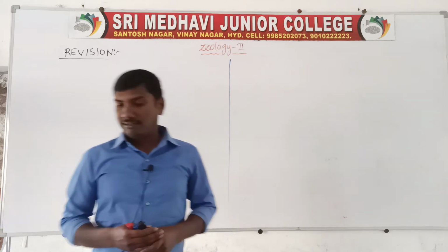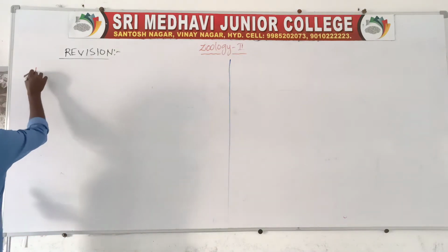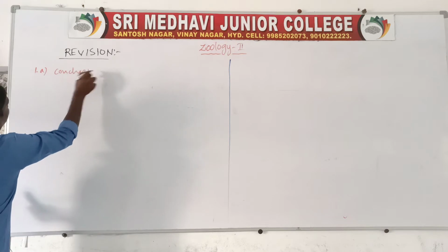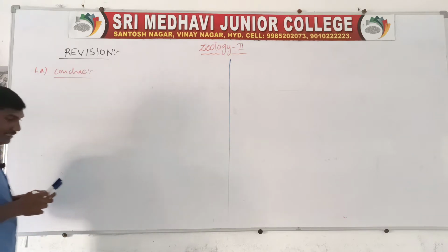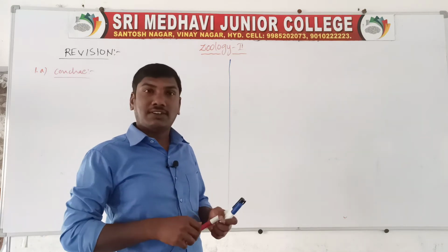First question: what are conchae? 1A. The 3 thin twisted bony plates of the nasal chamber are called conchae.